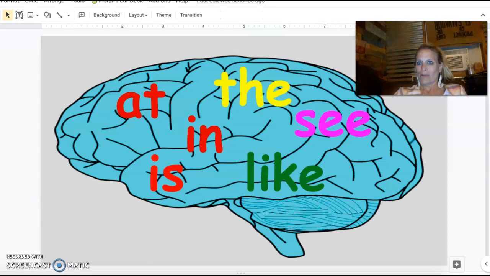Let's look at our brain food. Let's get our brain working this morning. As I say them, I want you to repeat them. At, the, see, like, in, and is. Those are our brain food words.